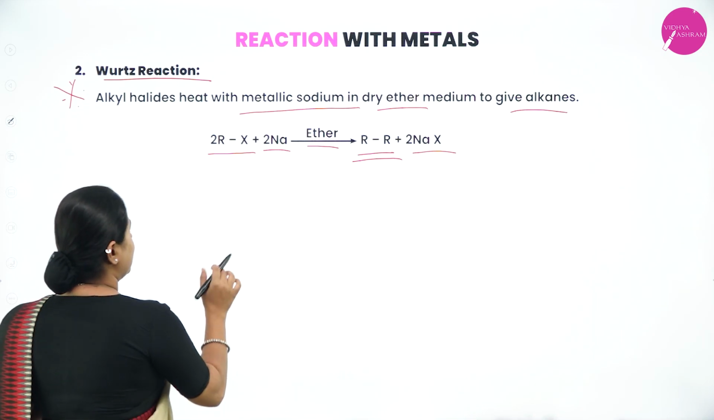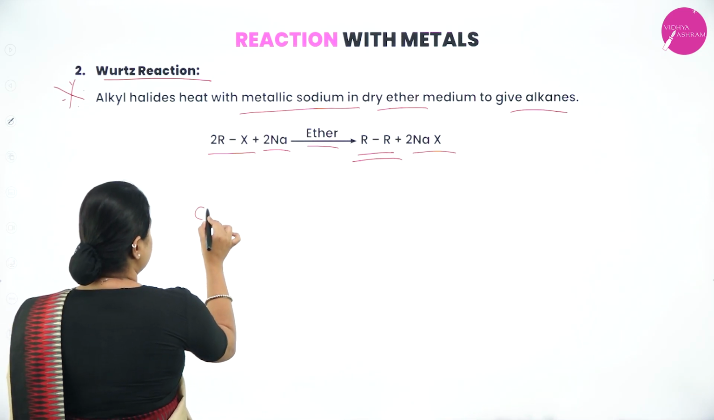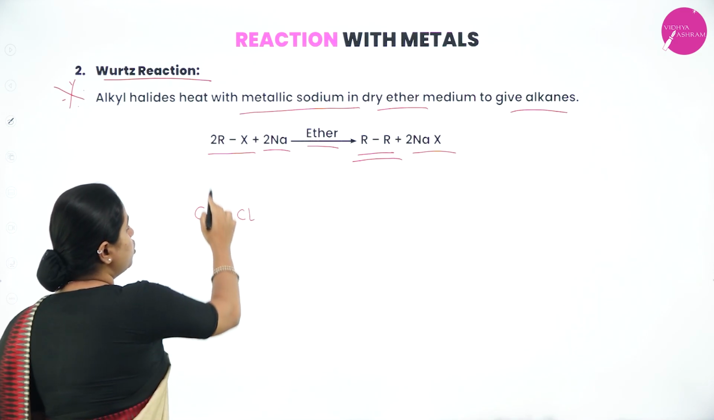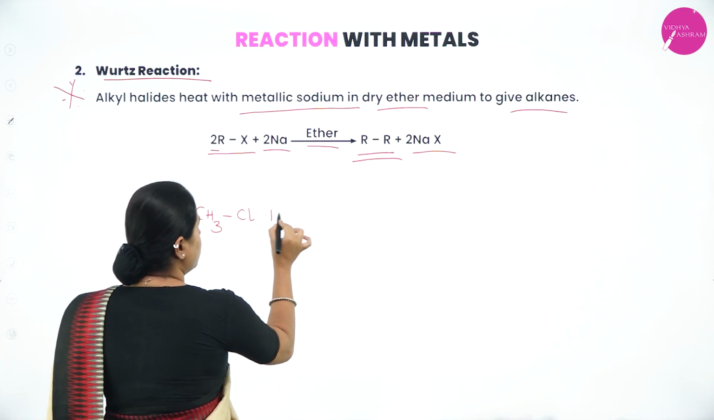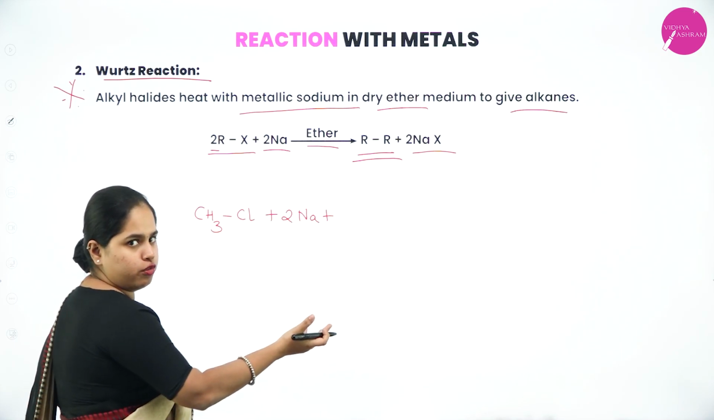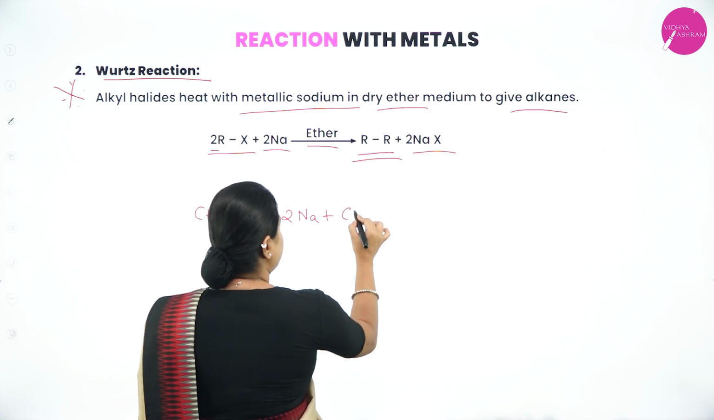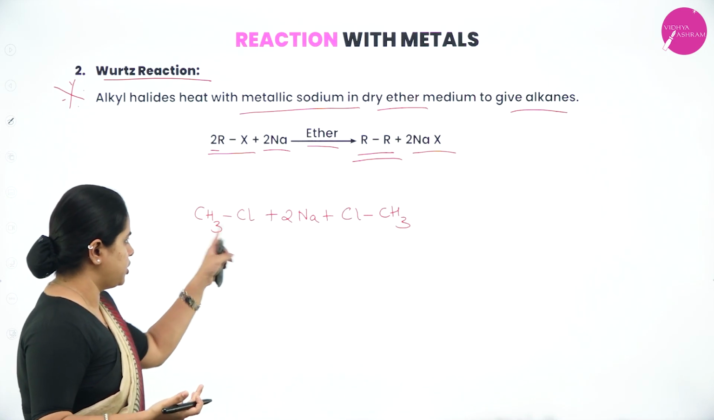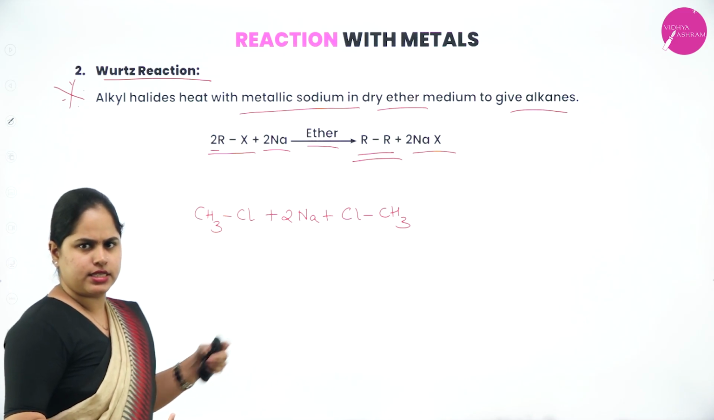So what does that mean? Let's take an example here also, CH3Cl. Chloromethane, 2 moles we are taking, right? I am writing the 2 moles of sodium here. Again, 1 more mole of methyl chloride we require, so I am writing it like this, ClCH3. This means the same, right? CH3Cl, ClCH3, it's the same, okay?